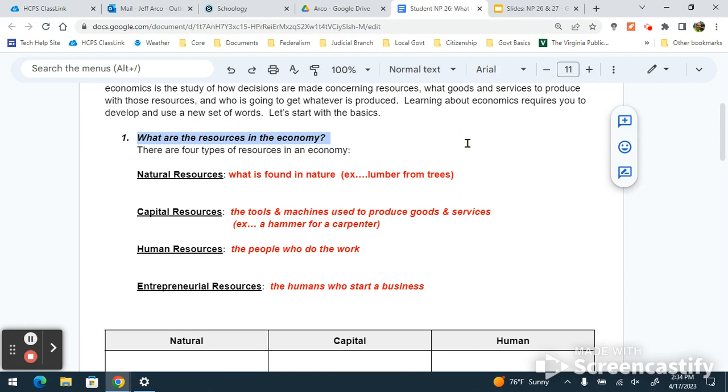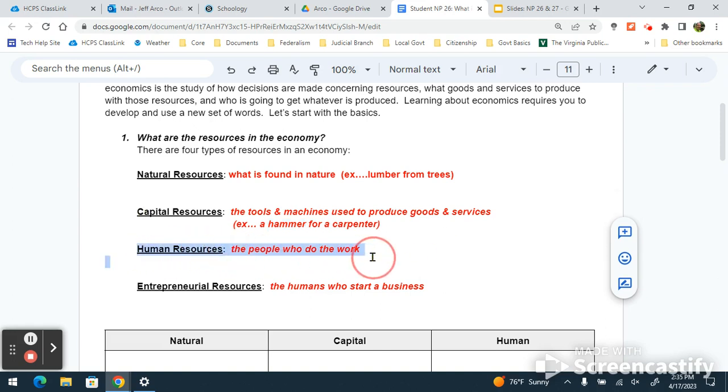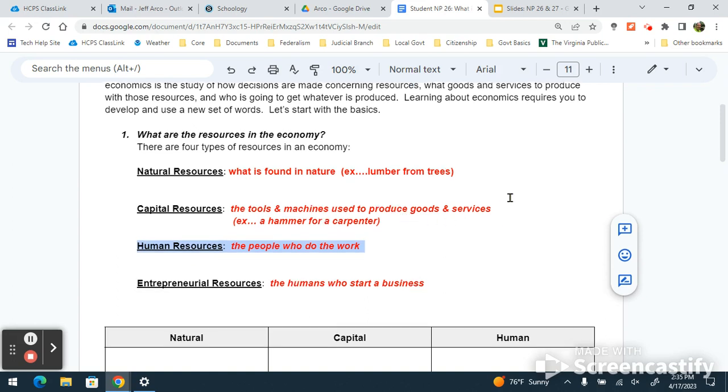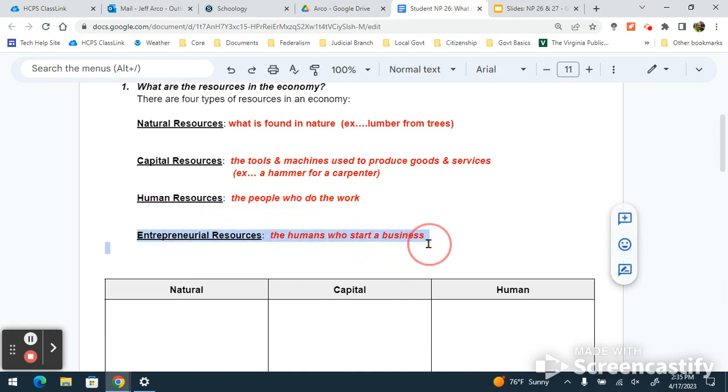Economics deals with resources, and there are 4 resources that we have in our economy. Natural resources, you find them in nature, like trees. Capital resources, which are the machines used to make other things. A good example is if you're a carpenter, your hammer is a capital resource. There are human resources, who are simply the people who go to work and do the work itself. And there are entrepreneurial resources. These are the people who take the risk to start a business.